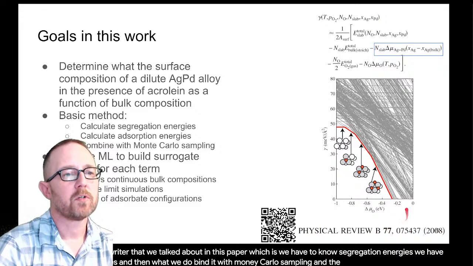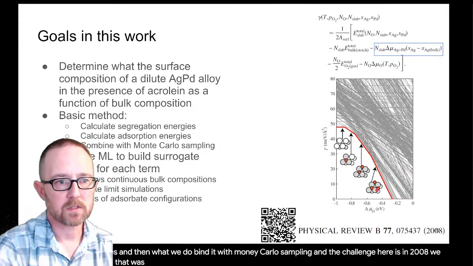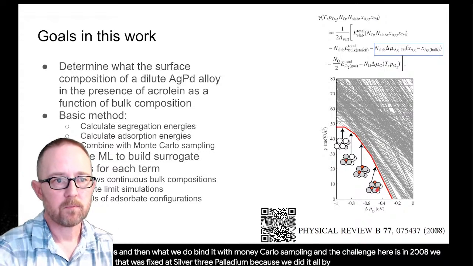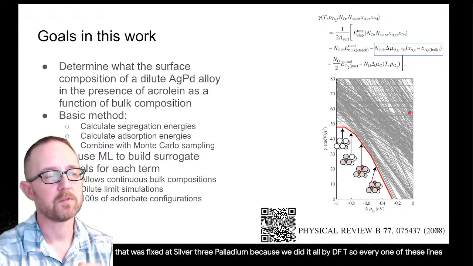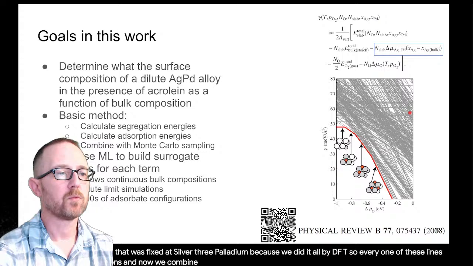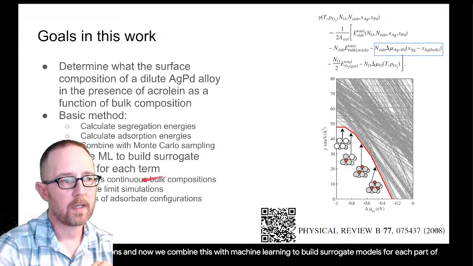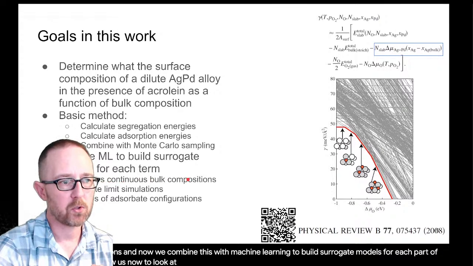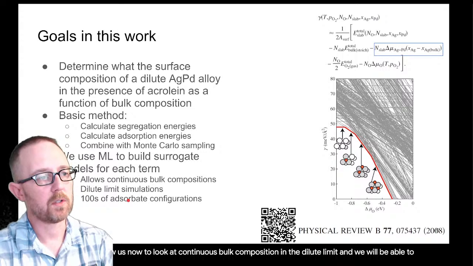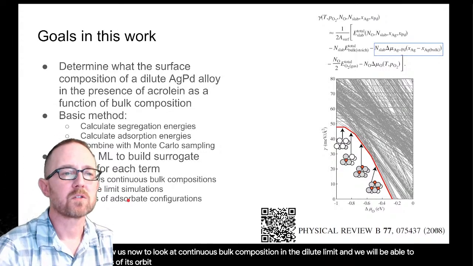And the challenge here is in 2008 we did this for a small unit cell that was fixed at silver 3 palladium because we did it all by DFT. So every one of these lines was a set of DFT calculations. And now we combine this with machine learning to build surrogate models for each part of this. So that's going to allow us now to look at continuous bulk composition in the dilute limit, and we will be able to consider at least hundreds of adsorbate configurations. But otherwise, things are basically the same.